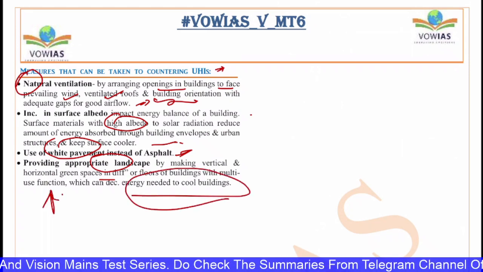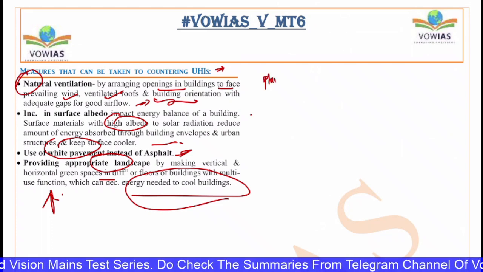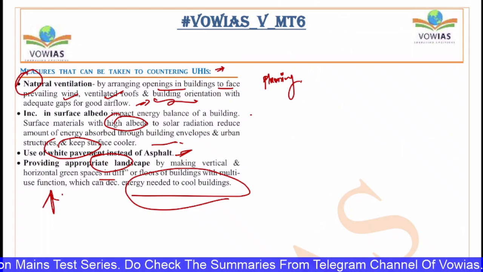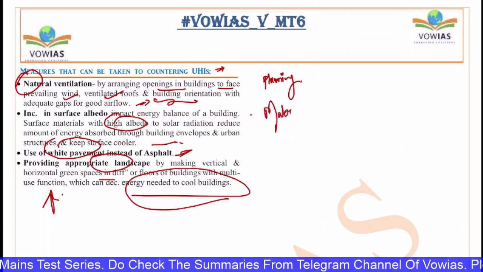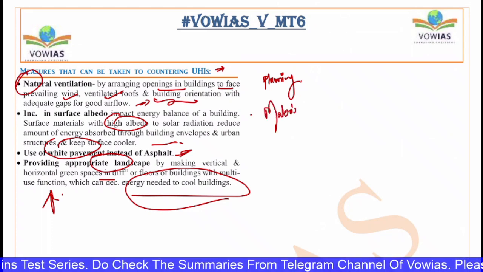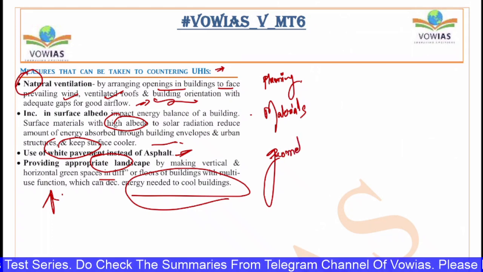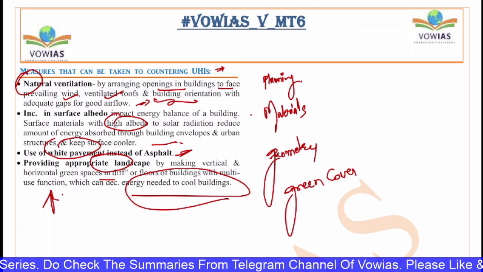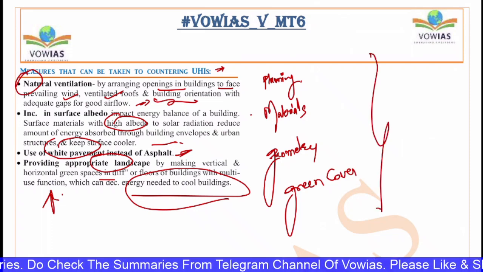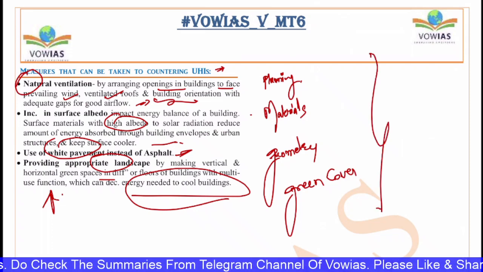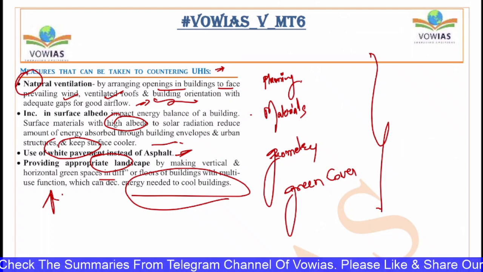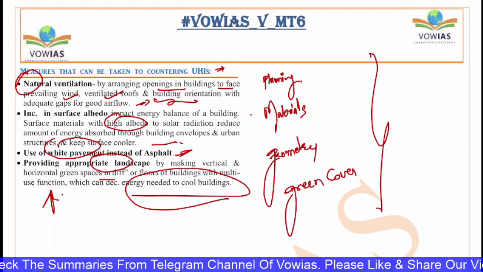So that means overall planning. We can talk about overall planning of the urban areas. We can also talk about overall usage of materials. We can talk about the geometry of the buildings, and also we can talk about the green cover. So in these four dimensions broadly we can talk about how we can overcome these urban heat islands. So in this way we can write a very good answer covering all the dimensions of these urban heat islands.